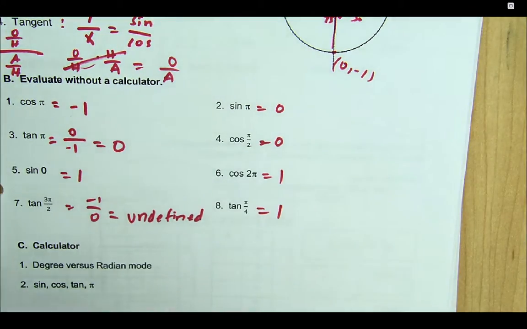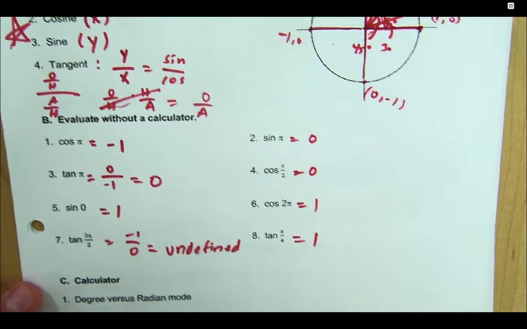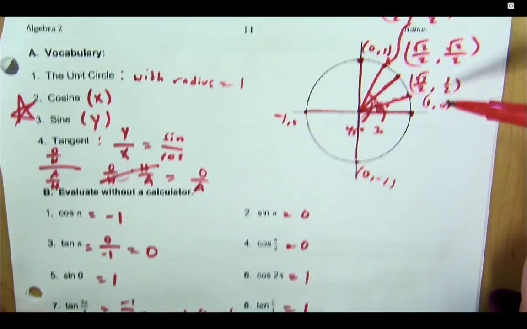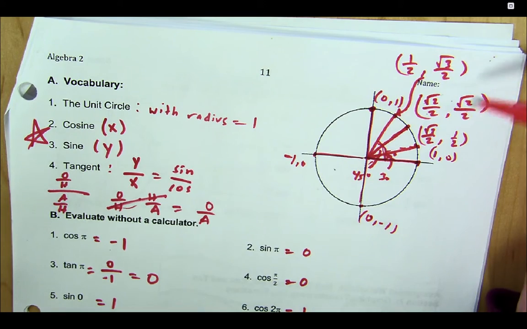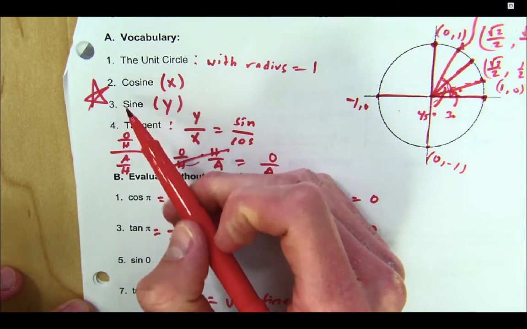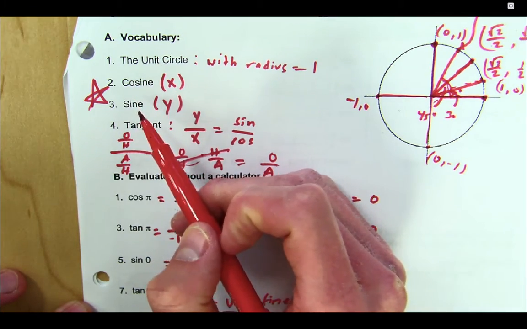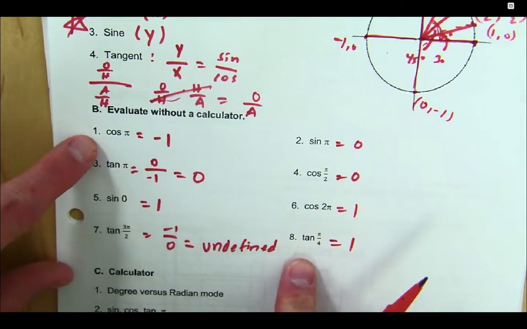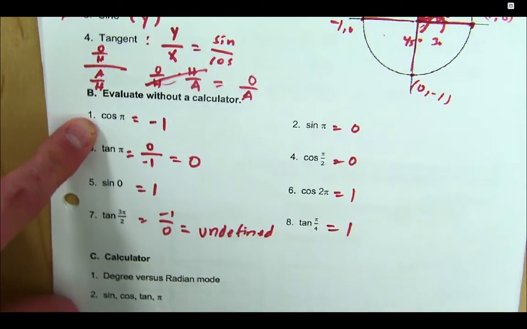So we will continue working with this. I know this may be a little bit tricky. Big takeaways here, though, are, okay, where do these things come from? These things come from special right triangles. And then perhaps the biggest takeaway is right here, 2, 3, and 4. Cosine x, sine y, tangent y divided by x. Okay. Some of these we'll be able to just use our unit circle and do without a calculator.